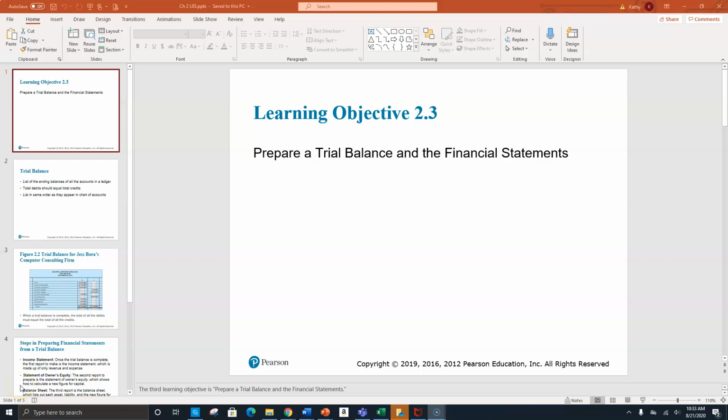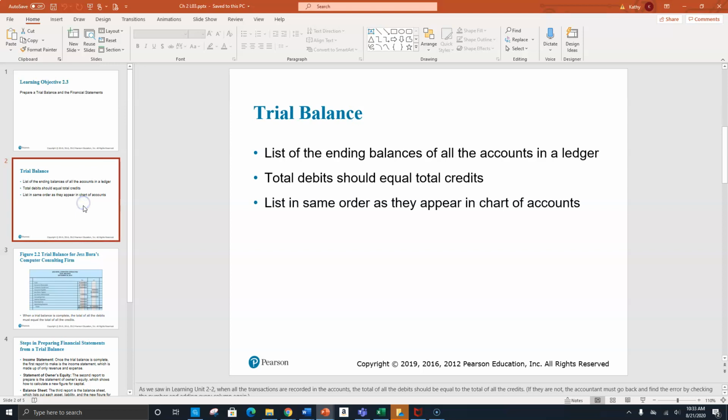Hi, and we are working on learning objective 2.3 today, preparing a trial balance and the financial statements. So the trial balance is not a formal financial statement. It's not like the balance sheet, the income statement, or the statement of retained earnings. It lists the ending balances of all the accounts in the ledger.